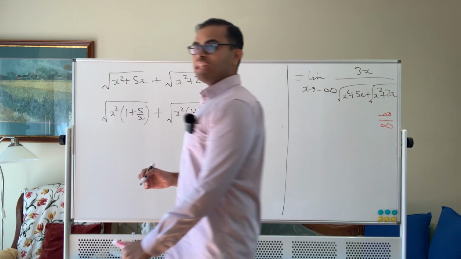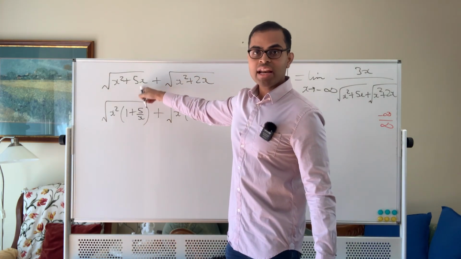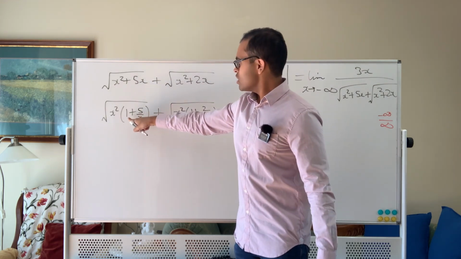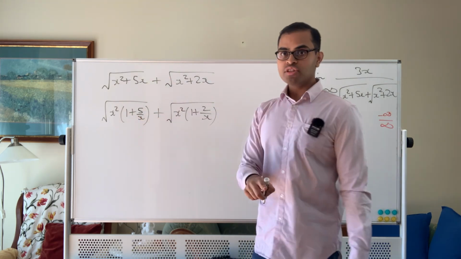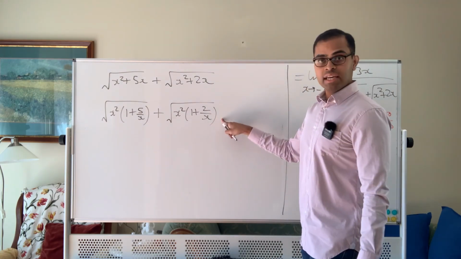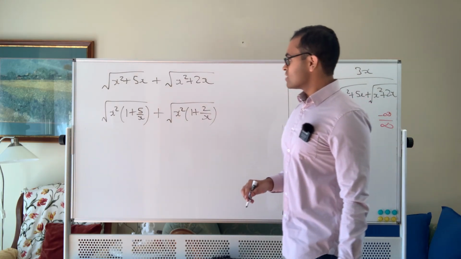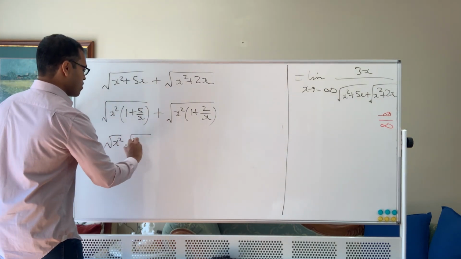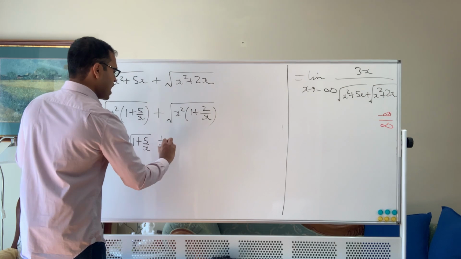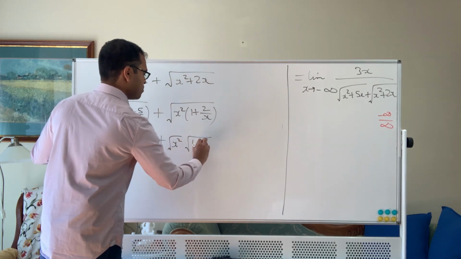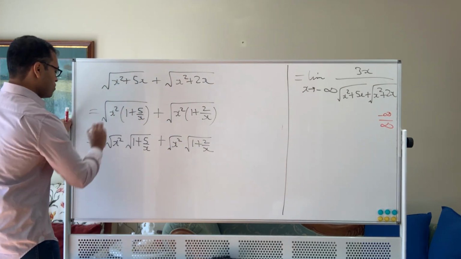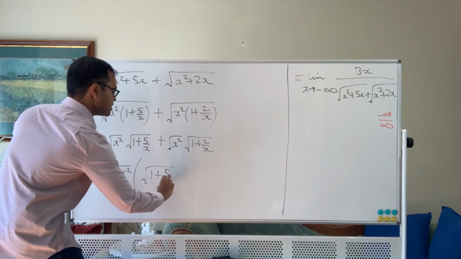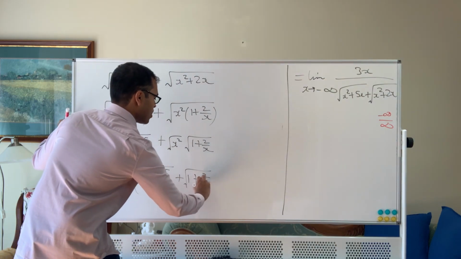So you're literally dividing x squared plus 5x by x squared and multiplying by x squared. The x squared comes out and you divide x squared plus 5x by x squared, which is going to be 1 plus 5 over x, because 5x over x squared is 5 over x. Same idea here, we get x squared times 1 plus 2 over x. And now it's the square root of x squared times the square root of 1 plus 5 over x, plus the square root of x squared times the square root of 1 plus 2 over x, which is now going to equal the square root of x squared times the square root of 1 plus 5 over x plus the square root of 1 plus 2 over x.